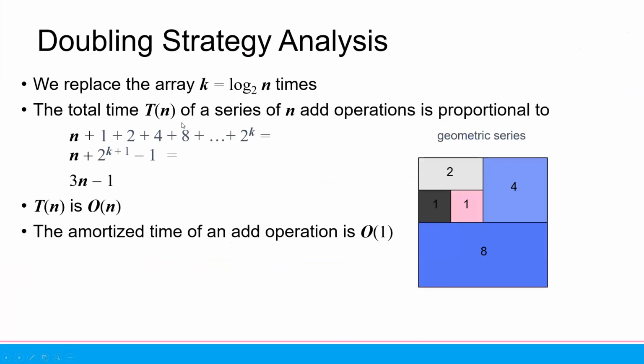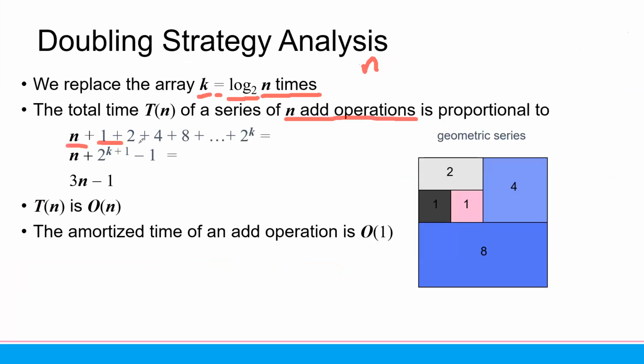But when we do it with the doubling strategy, what is the meaning of doubling strategy? With the doubling strategy, we can replace k with log base 2 of n times. Why is it log base 2 of n times? Let's see. I have n, which is the number that I want to add to the array, so there will be n add operations.